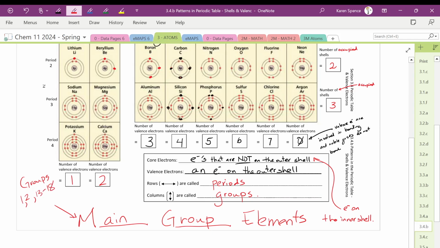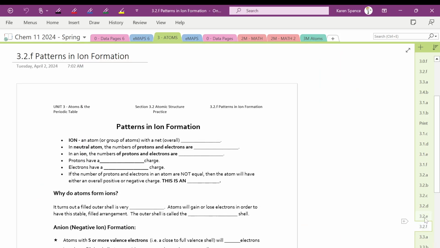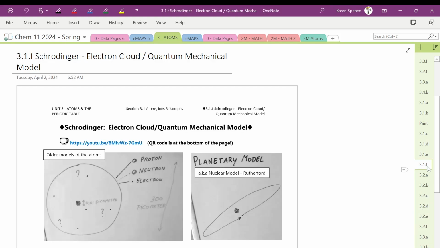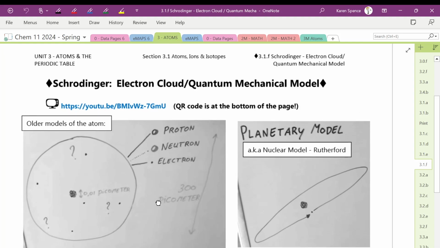Okay? So, we've got that. Excellent. Let's move on to this next one. You know what? We've got to go back a little bit and watch a little video. Okay, let me figure out where it is. I think it is here. Nope, not that one. No, 3.1F. Schrödinger and the electron cloud model.